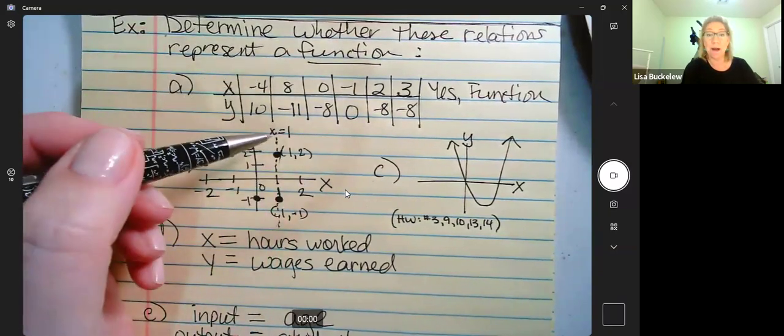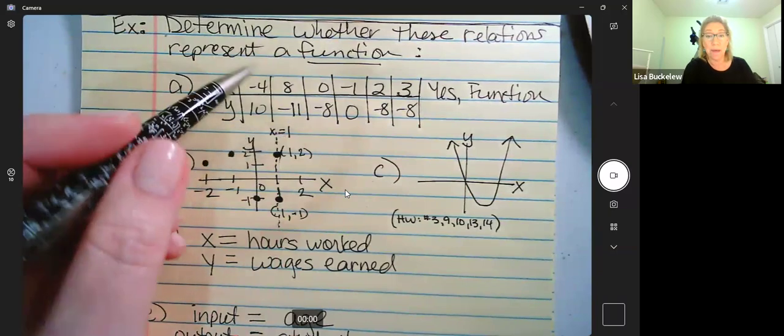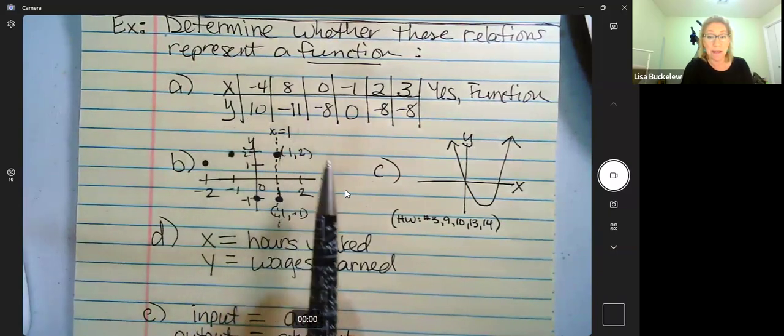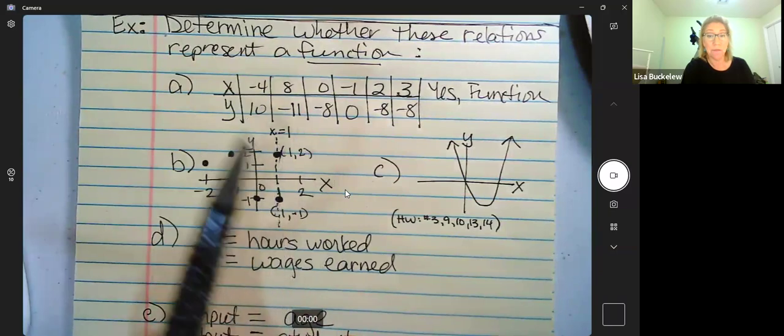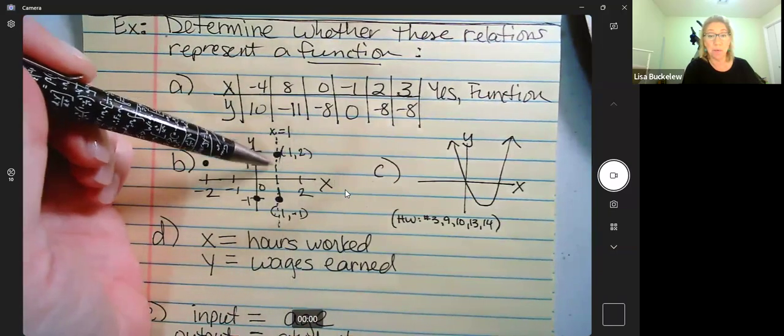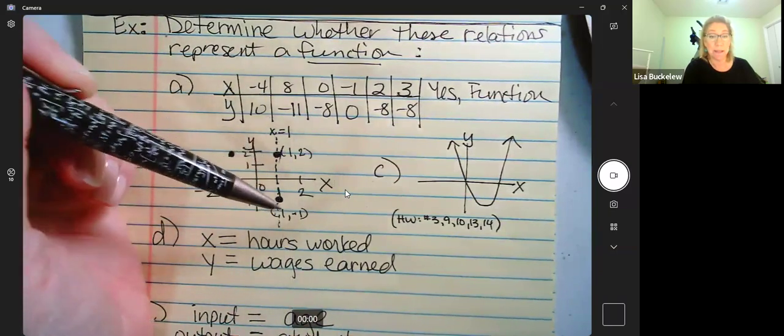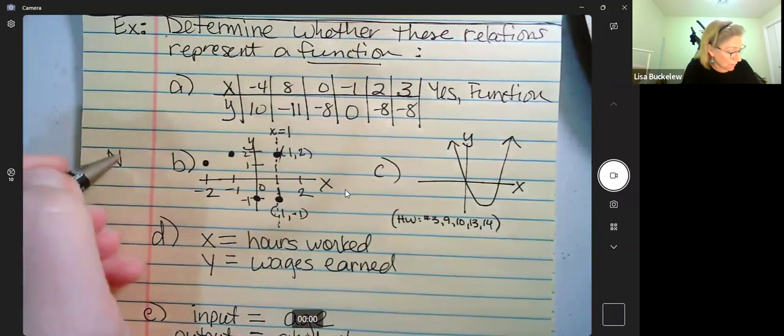So if you were to graph a line that says x equals a number, that's going to be a vertical line that hits the x-axis on that number. So if you have a vertical line that's touching 2 points at the same time, that's an example of something that is not a function.